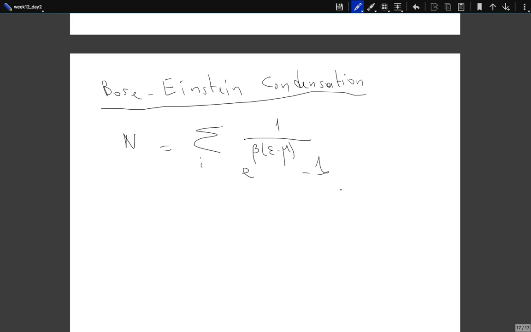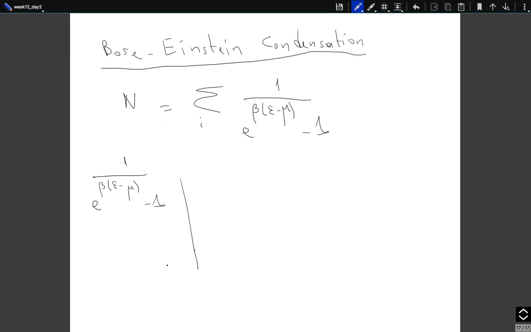So let's see how these functions behave as a function of temperature. Also keep in mind that this equality basically fixes what mu should be as a function of the temperature and the volume, etc. And the number of particles. But let's just assume that mu is fixed. So how does this function change as you lower the temperature as a function of epsilon?